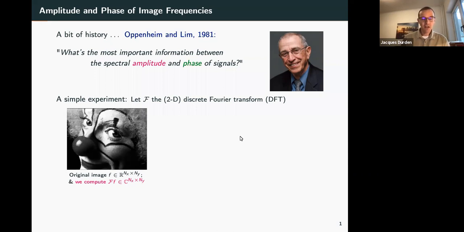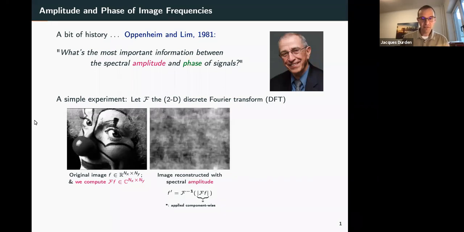So they just considered the two-dimensional discrete Fourier transform, here represented by this operator F, and they applied it to an image with a certain resolution. And then they considered two possible scenarios. The first one was simply to recover that image from only the amplitude of the spectral content, so simply killing the phase, keeping only the absolute value of the Fourier component and inverting the Fourier transform. And you see here that actually you just get garbage. You don't see anything related to the initial image there.